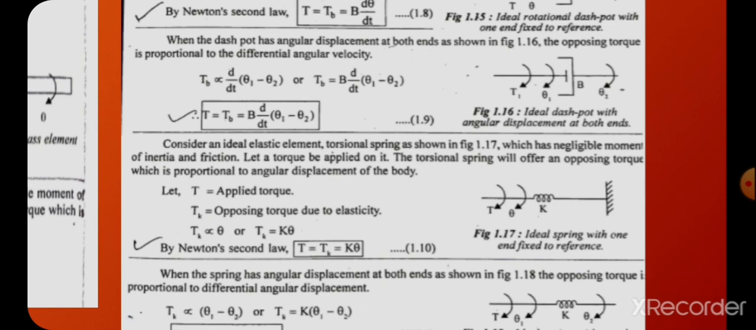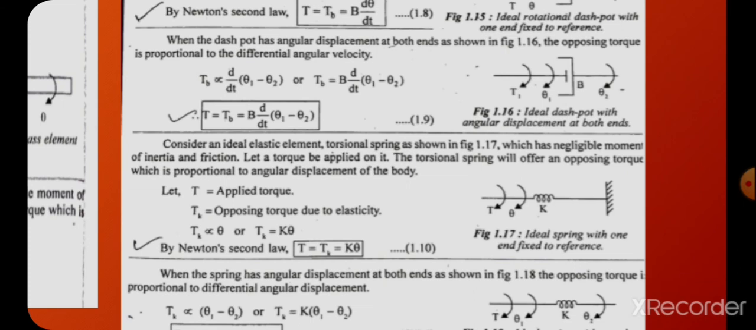So the applied torque is T, and due to that torque there is an angular displacement theta. So we can write applied torque is capital T, and there will be an opposing torque due to elasticity of the spring. The opposing torque due to elasticity of the spring is represented as capital T suffix K, that is Tk. So Tk is the opposing torque due to elasticity.